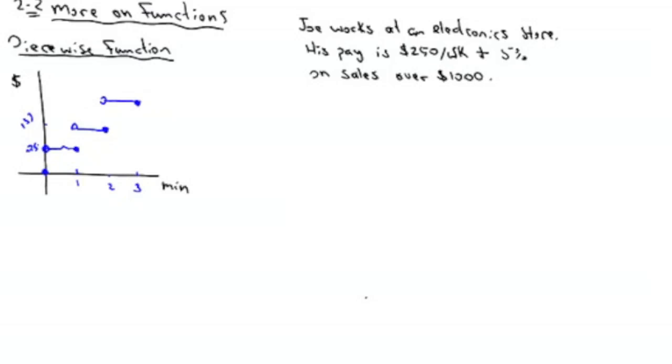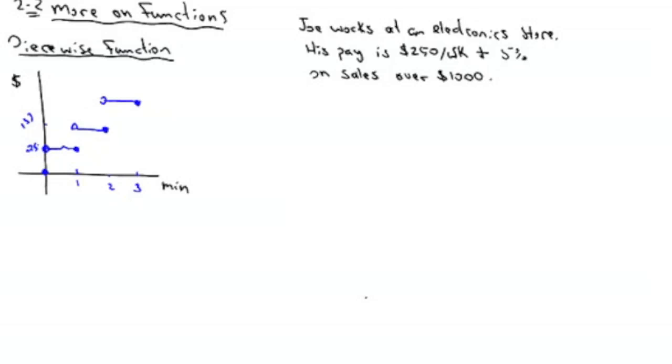If you work on commission, it's not usually straight commission. Usually they have a buffer condition. You have to sell $1,000 before I start giving you commission on whatever else you sell. And they usually have a set pay, so if you didn't sell anything, at least you still get some money for standing around and doing nothing in the store. Yeah, they let you do that, right? So what I want to do is come up with a function that tells you how much Joe should get paid depending on how much merchandise he sells.